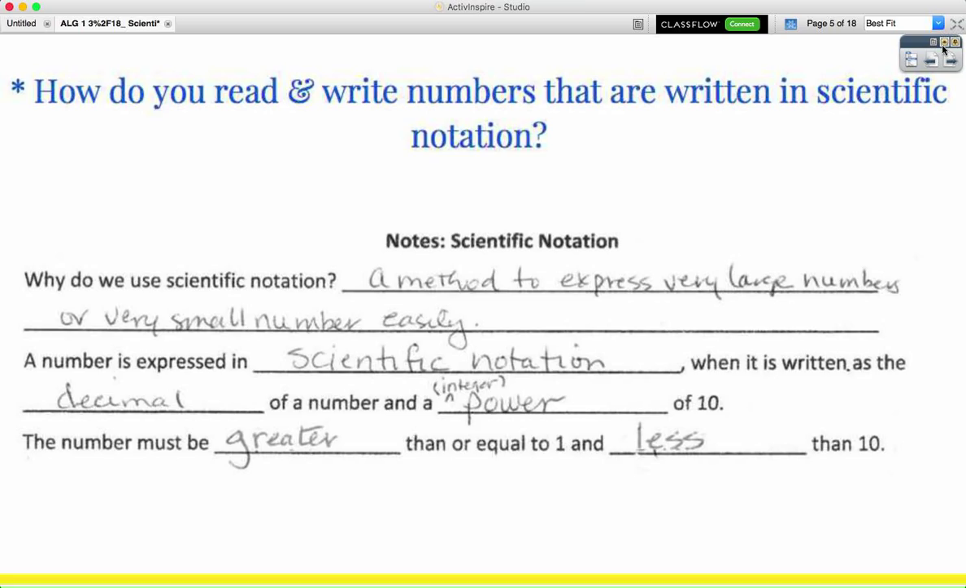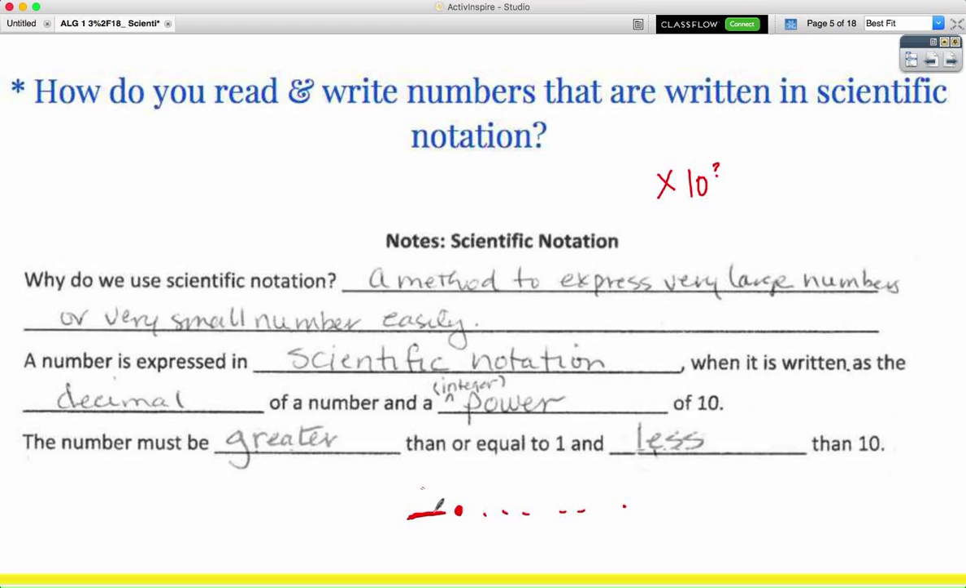Scientific notation always is expressed times 10 to some power. So the base in the expression has to be times 10 to some power. Always a 10. If it's not a 10, it's not in scientific notation. The number must be greater than or equal to 1 and less than 10. So what it's really saying here is that in proper scientific notation, there can only be one digit in front of the decimal. You can have numerous digits after, to the right of the decimal, but there has to be one digit in front of it.